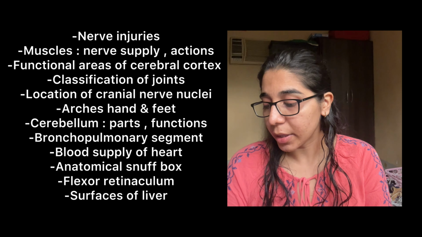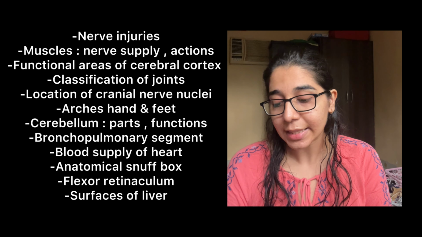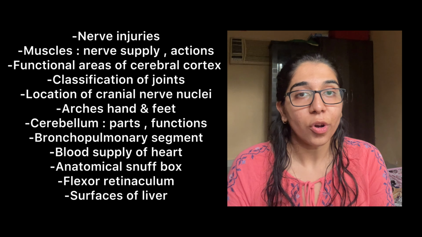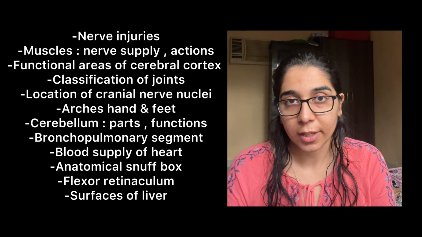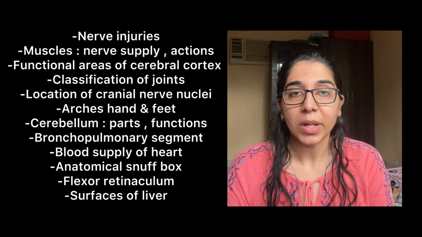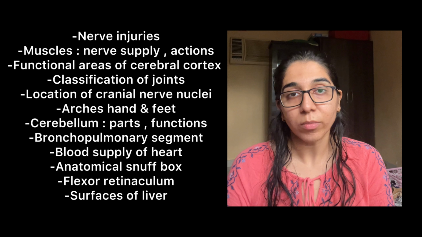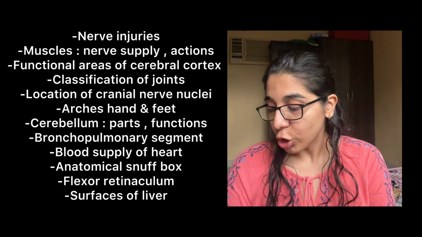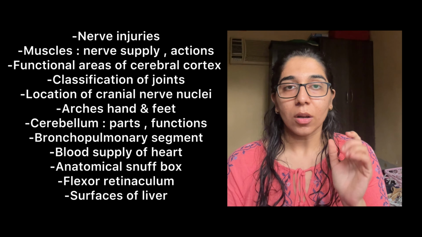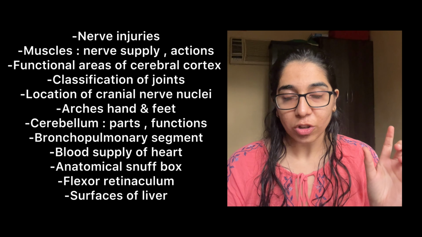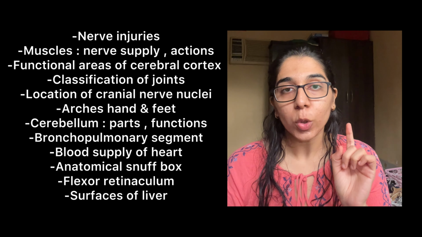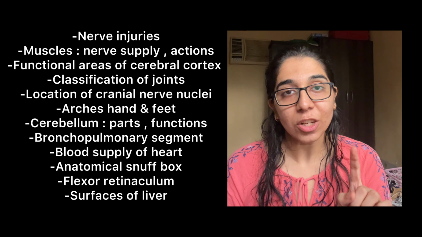Next, Brodmann number of Wernicke's sensory speech area. So now they have asked a question from functional areas of cerebral cortex. Now this is also an important topic because many questions have been asked in the previous years from this particular topic. So you need to know the functional areas of the cerebral cortex in all the lobes. There are different functional areas. You need to know the name, you need to know the number, and what will be the clinical presentation if there is a lesion in that area.